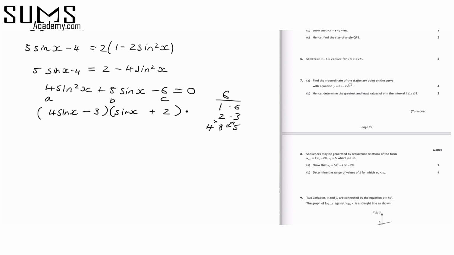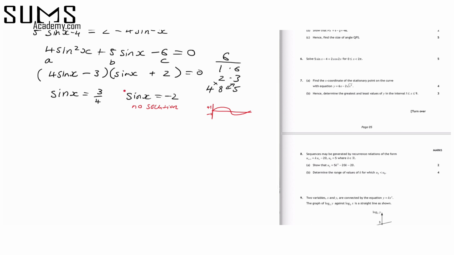And now we need to solve these for x, or sine x even. So sine x is equal to 3 over 4, and then sine x is equal to negative 2. Now this is going to have no solution, so you can bin that value. That's just because the sine of x only goes between plus 1 and negative 1, i.e. not 2, so there's no solution for that part.